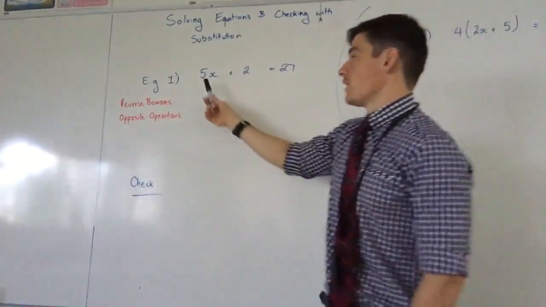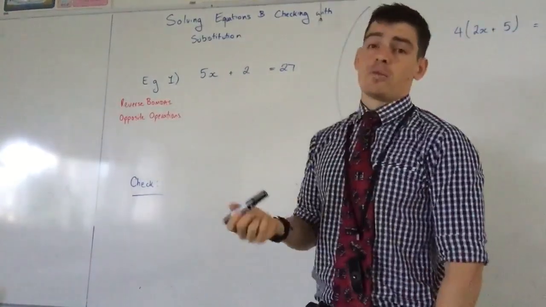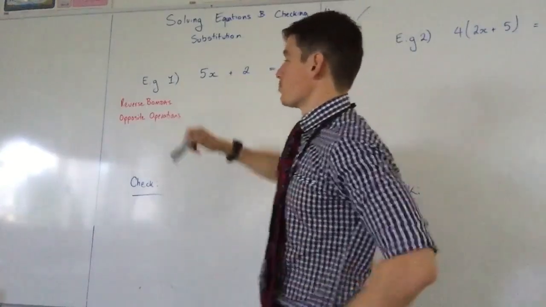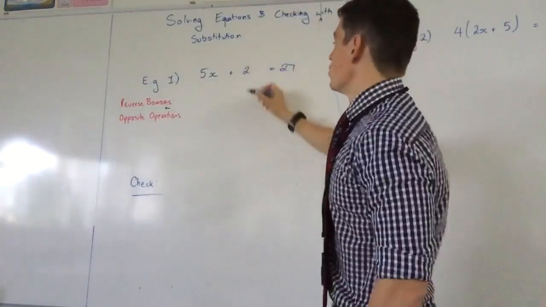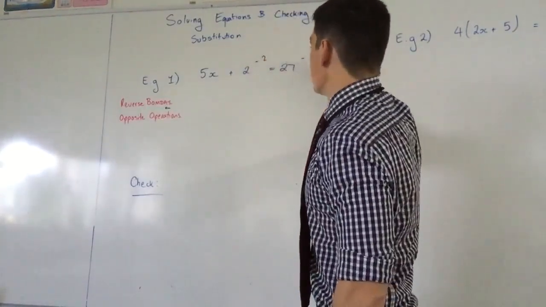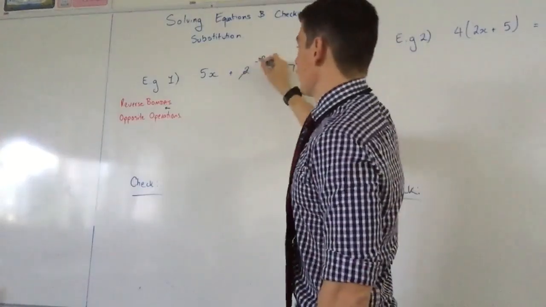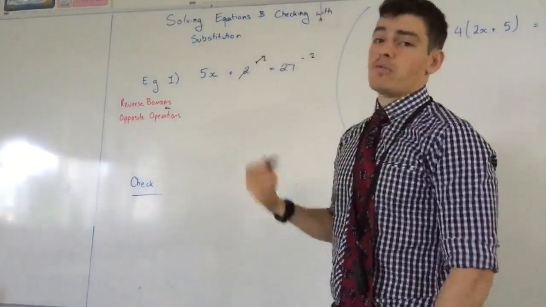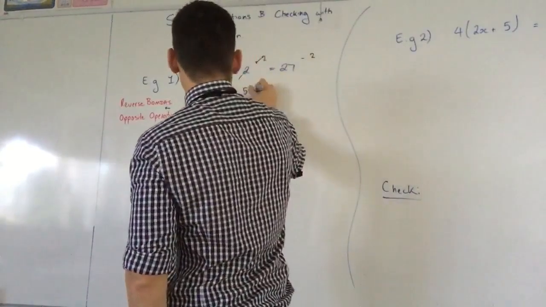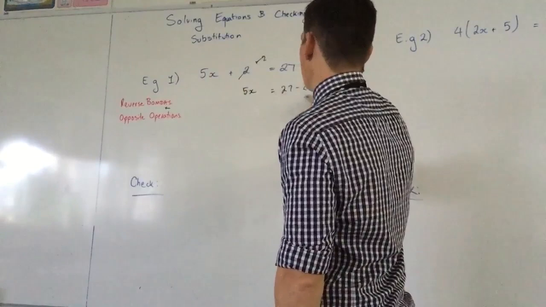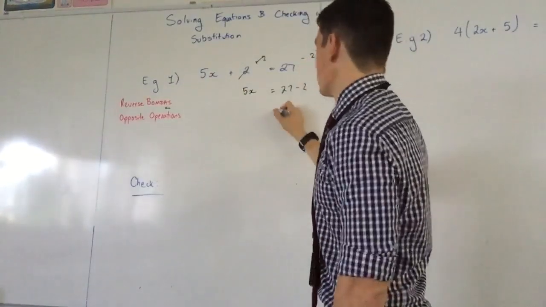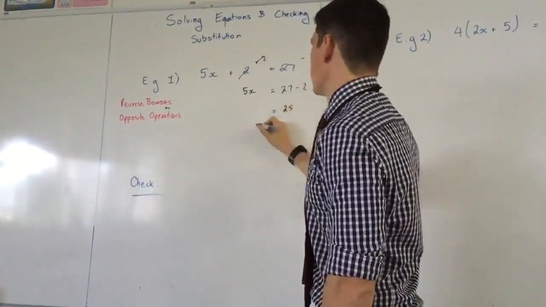So I've got a multiplication and an addition. The first thing that I want to do is get rid of the addition, because reverse BOMDAS says addition comes before multiplication. So I subtract 2 from both sides. The 2's on my left hand side cancel. I rewrite my sum as 5x equals 27 minus 2. Okay, I simplify that to be 25.